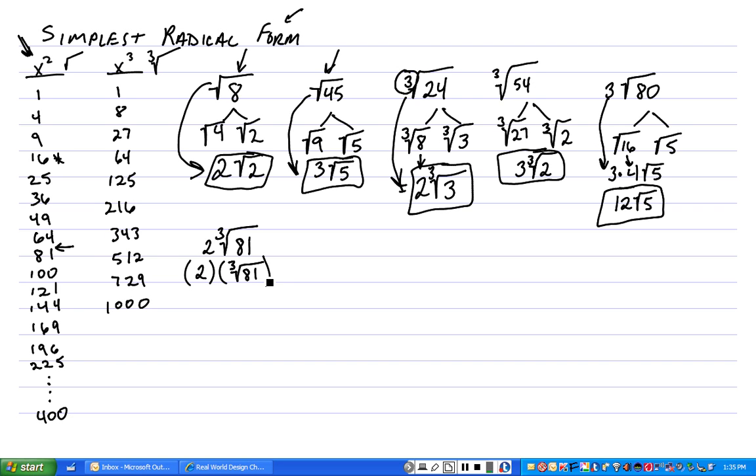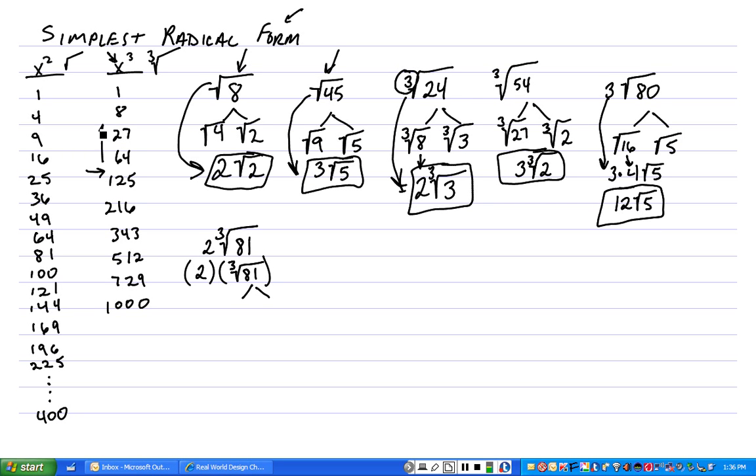Same here. This was like saying 3 times the square root of 80. 2 times the cube root of 81. So we want to focus on the cube root of 81. Check our list. Now we're talking cube root, because of the 3 here and here. So now we're looking at this list. We have 81, which fits in between there.